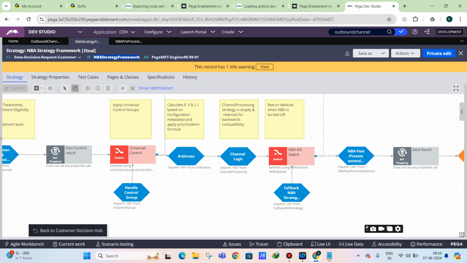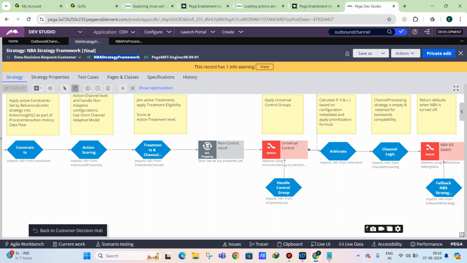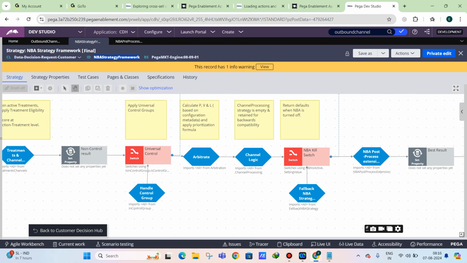Okay, so for the OOTB Pega marketing features, if you want to do some customization, then in this strategy you have the pre-process and the post-process extensions. Once all these things have run, for example, I have done the arbitration also. You see here, this is where the arbitration is happening, right? That we have covered. The PCLV: calculate the PCLV based on the configuration and apply the prioritization formula. That means all the offers are getting prioritized and sorted here.